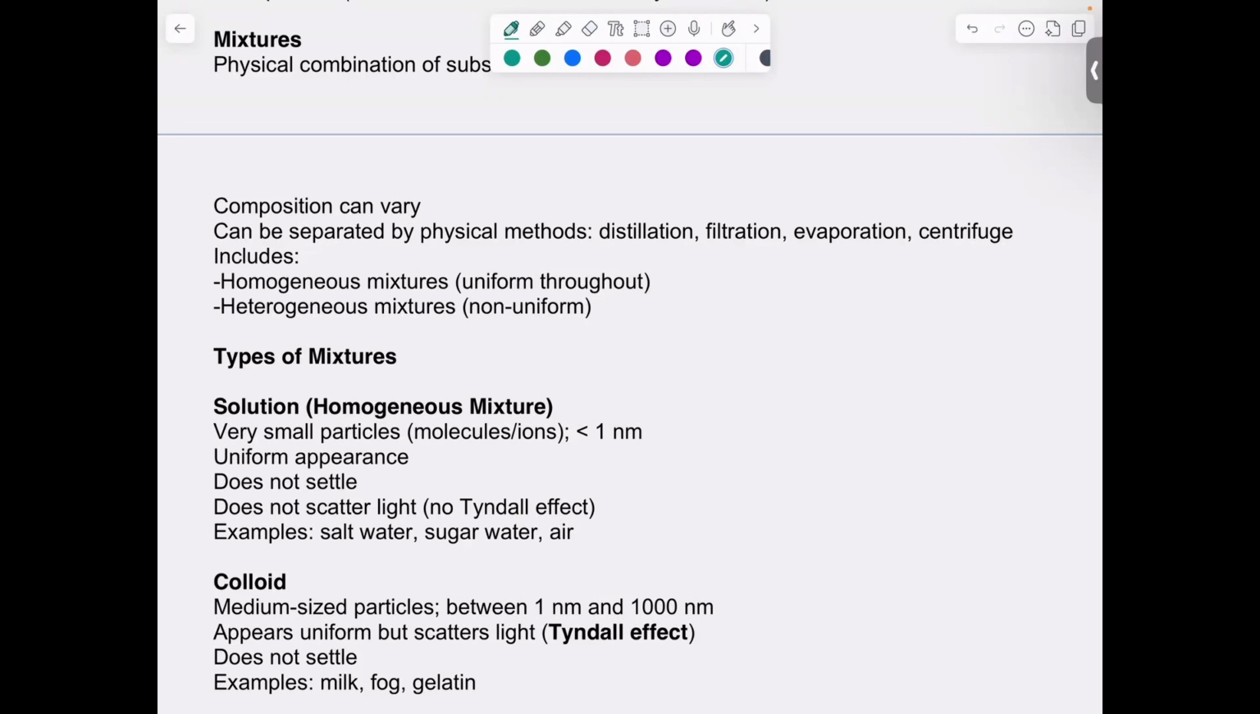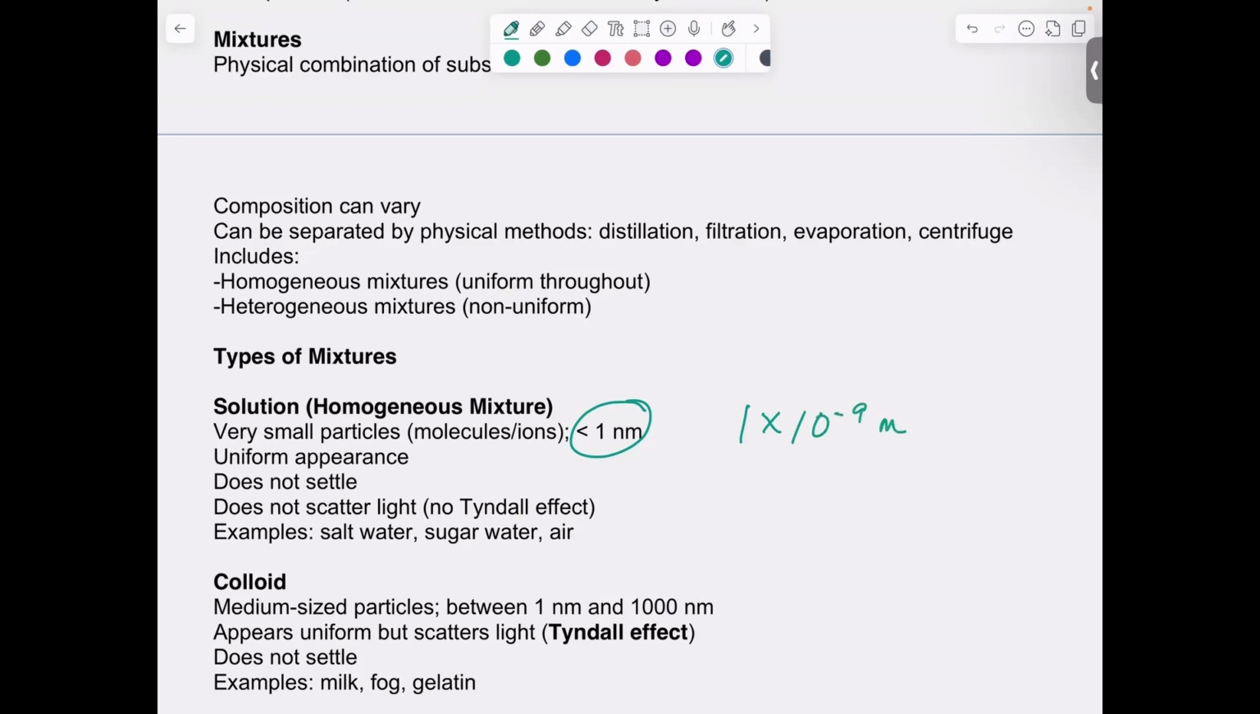When we do the Tyndall effect, or try to hold up a flashlight to a solution, there's no scattering of light in that. And very small particles here. So I'm going to circle the size here. Now, traditionally, I don't see students being tested on the size, but just to give you an idea, the particles in solution are less than a nanometer. A nanometer is 10 to the negative 9 meter. It's a very, very, very small part of a meter.